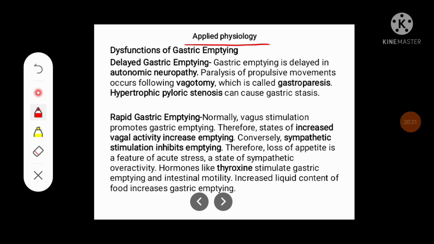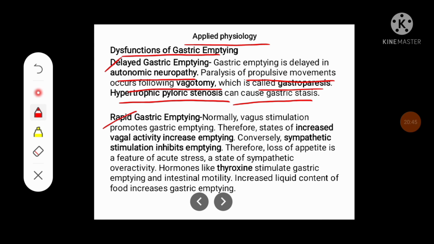Coming to some of the applied aspects, dysfunctions of gastric emptying. In case of delayed gastric emptying, gastric emptying is delayed in autonomic neuropathy. Paralysis of propulsive movements occurs following vagotomy, which is called gastroparesis. Hypertrophic pyloric stenosis can cause gastric stasis.